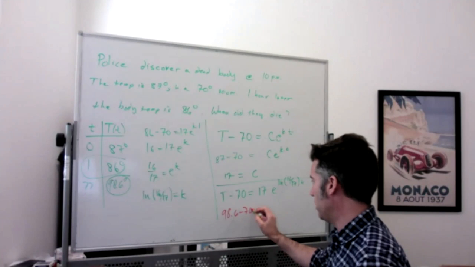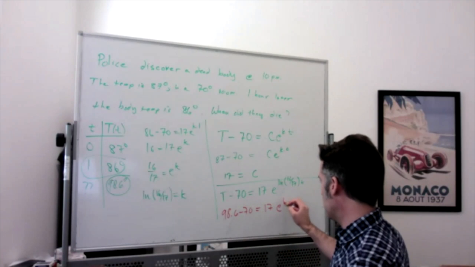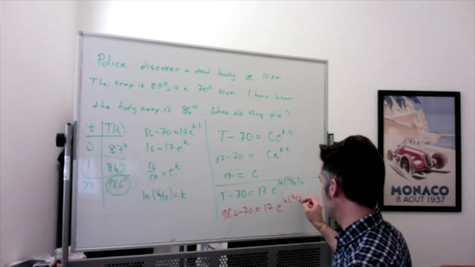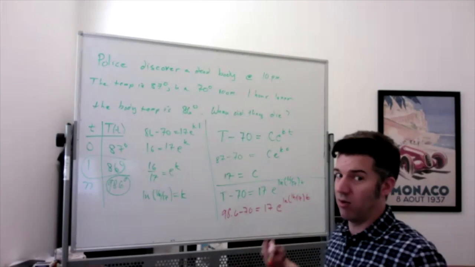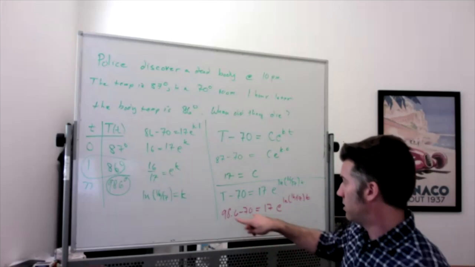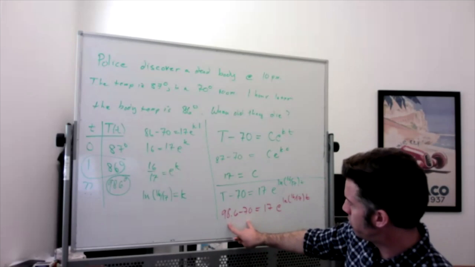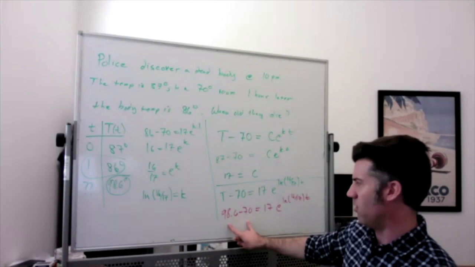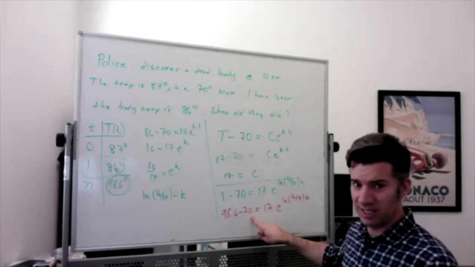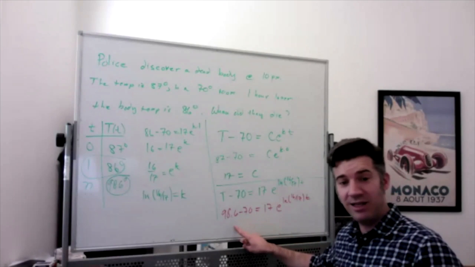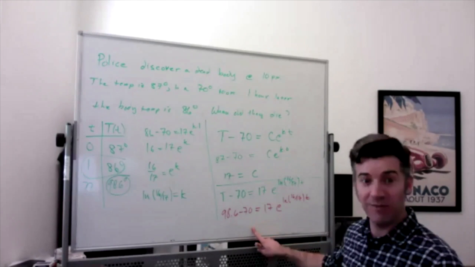98.6 minus 70 equal to 17 e to the natural log of 16 over 17 t. And it's just, I mean, the process is the same kind of over and over again, right? You're always just doing the same steps. You're going to subtract these, you're going to get what? 22.6. No, wow, that was not right. I think I was seeing a 6 there for some reason. 98.6 minus 70 should be 28.6.